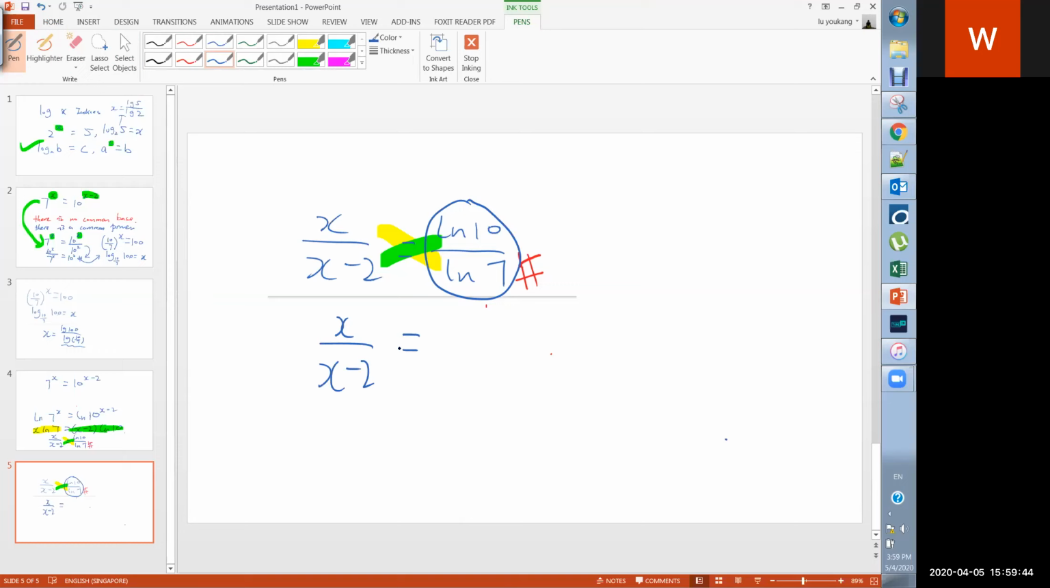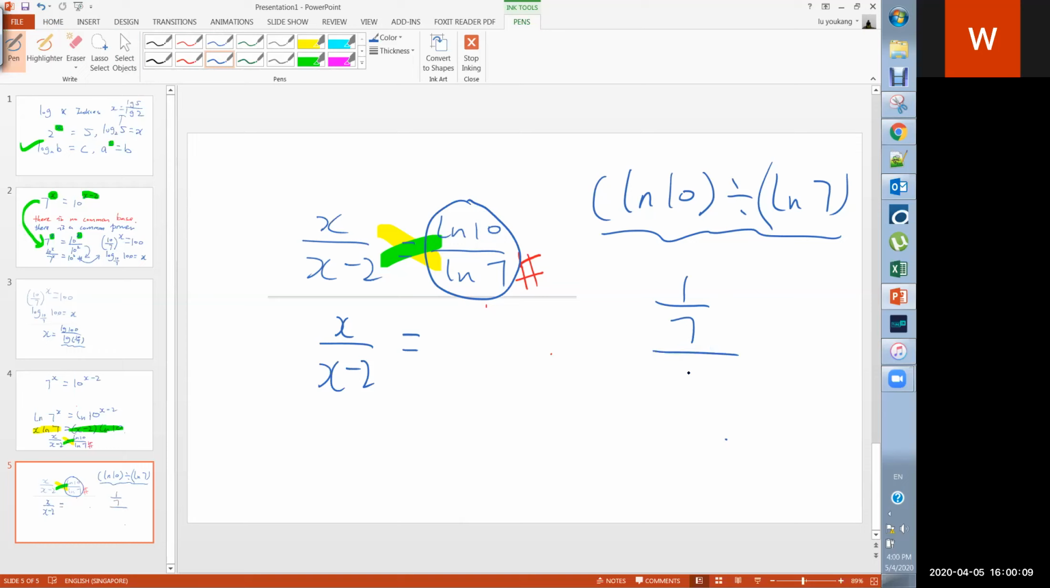So help me use your calculator like this. Punch like this: ln10 divided by ln7 with bracket. That's how you should key this into your calculator. Can I use the over something? Over is not preferred because there is this thing I don't like about.